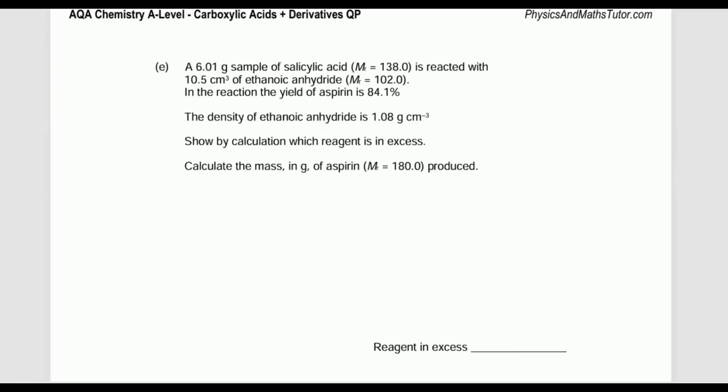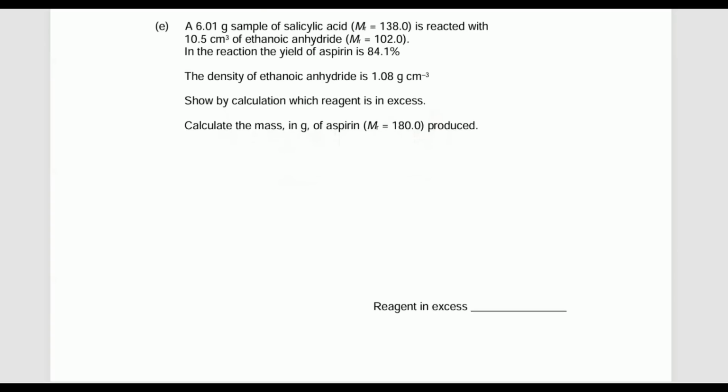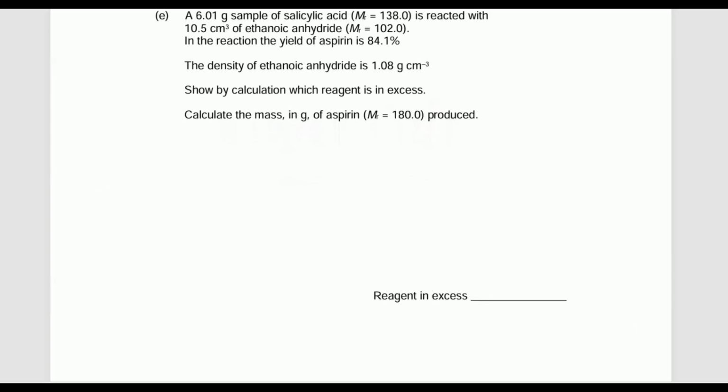Okay, moving on. E, we have an amount of substance question. 6.01 grams of salicylic acid, Mr 138, is reacted with 10.5 centimeter cubed of ethanoic anhydride, Mr 102. Reaction yield is 84.1%. Density is 1.08 grams per centimeter cubed for ethanoic anhydride. Show by calculation which reagent is in excess.